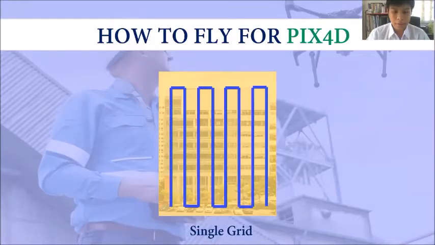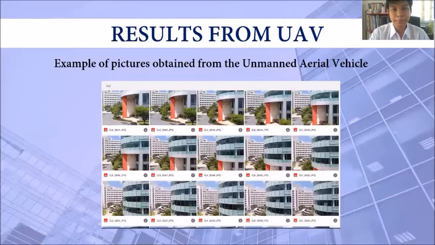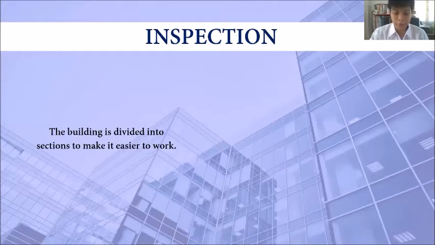Another process is using Pic4D software to inspect the building. As the slide shows, there is the direction to fly the UAV to obtain the pictures of the building surface. The result from the UAV is shown here. After taking photos, the inspection process will start.